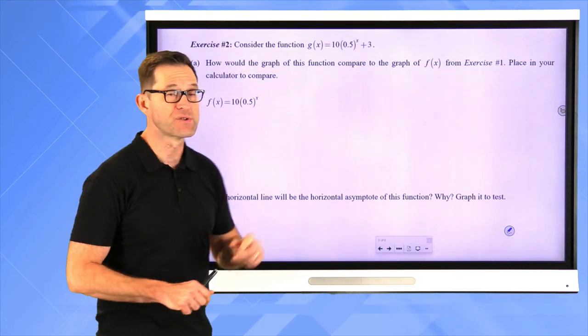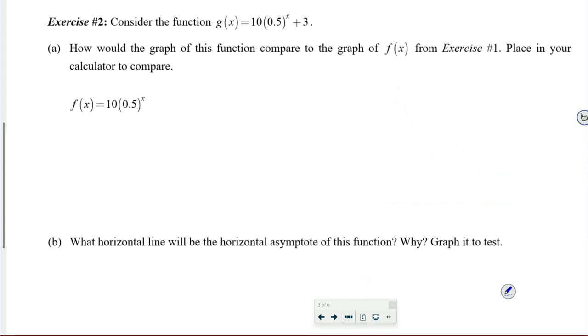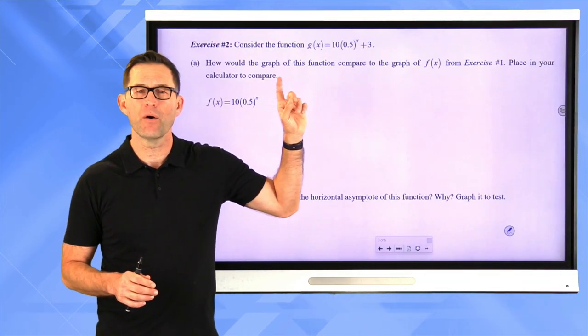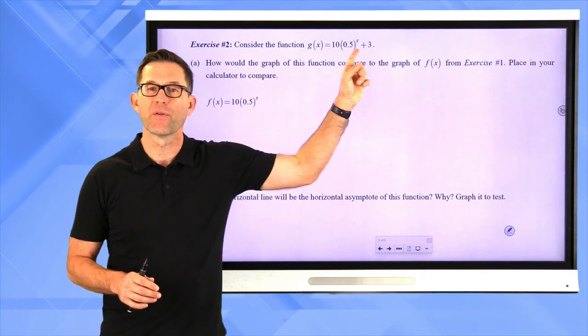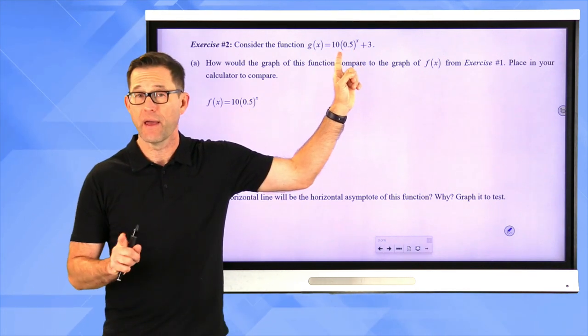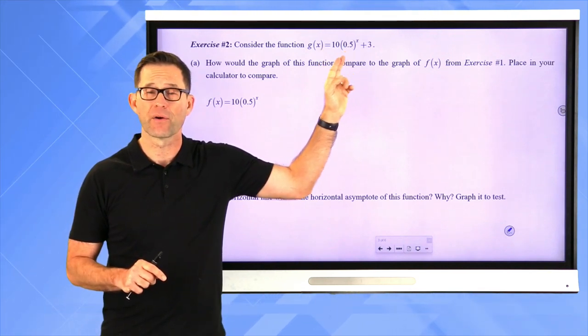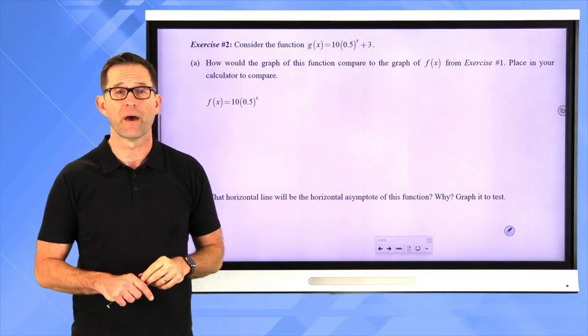Okay, let's go to exercise number two. Consider the function g of x equals 10 times 0.5 to the x plus 3. Letter A, how would the graph of this function compare to the graph of f of x from exercise number one? Place in your calculator to compare. What I'm hoping is that you remember some things from Algebra 1 and you can already tell me how this function would compare to this one, but if you're not sure, and you're going to want to do this anyway, put this in as the second function into your graphing calculator, graph it, and then let's talk about it.